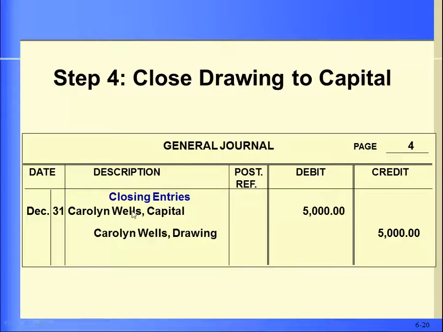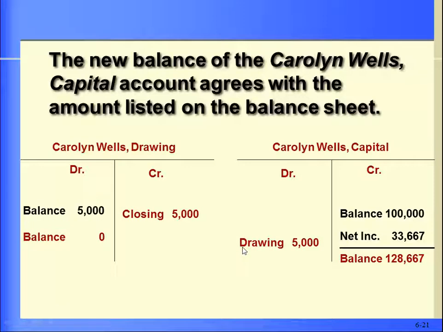Debits equal credits. We are reducing capital with a debit, and we are kind of reducing drawing, for lack of a better word, because we're closing it out. So drawing typically has a debit balance. We're making it 0 by crediting it. So Carolyn Wells Capital will have a balance of 128,667.